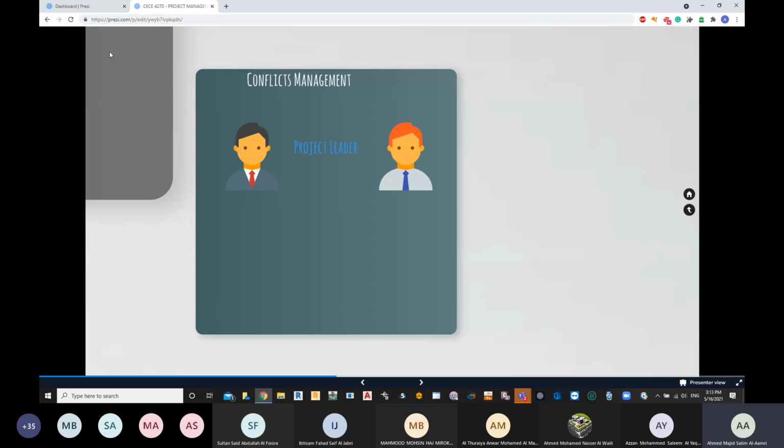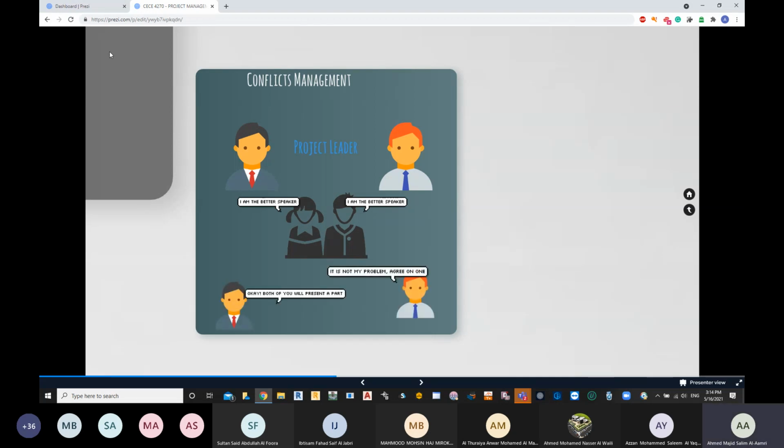Let us have a scenario, and then you will understand as well. We have two project leaders in the college, and we have two students, a female and a male. There is a presentation they need to present at the end of the semester. Now, both of them are arguing. Each keeps saying, I'm the better speaker. The first leader, on the right side, said, it is not my problem. You need to agree on one who is going to present.